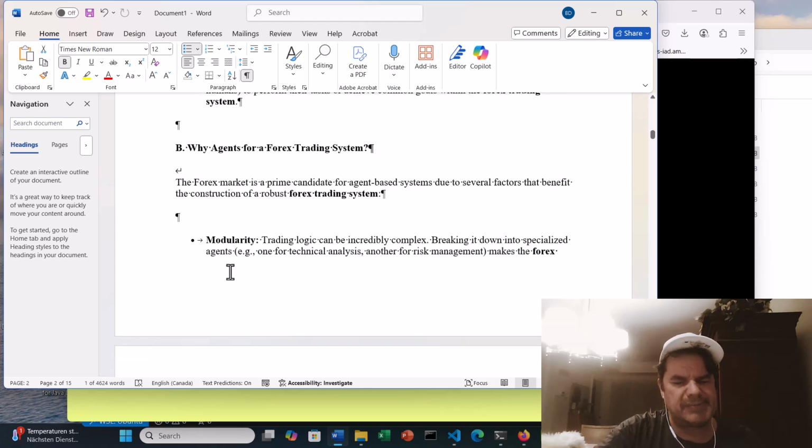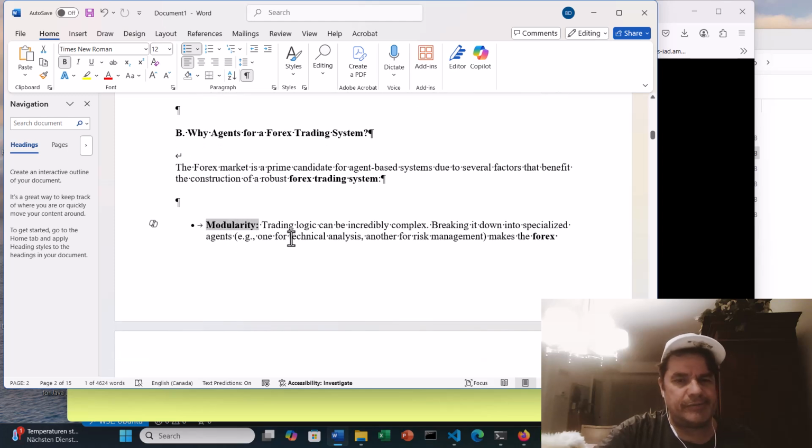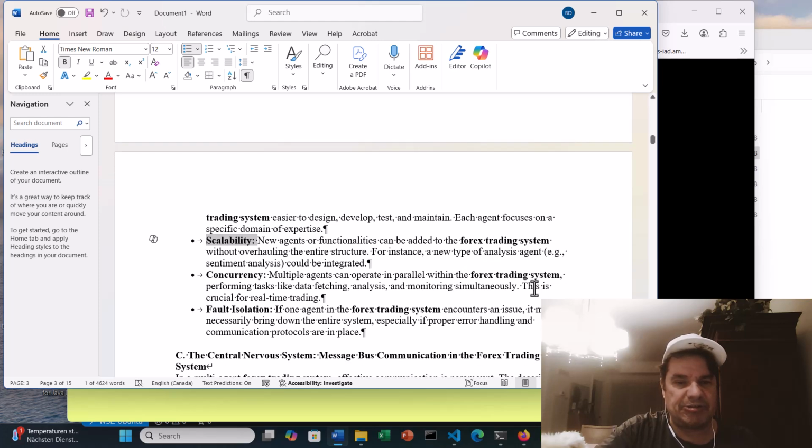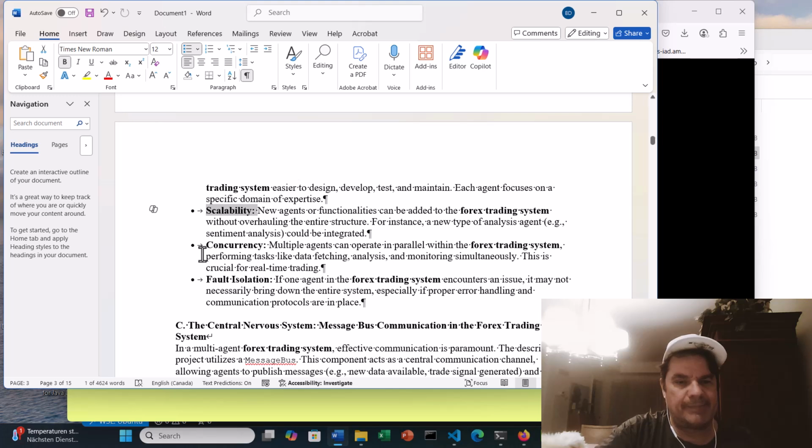So why? Well, I just talked about modularity with loosely coupled agents. Then there's scalability: new agents or functionalities can be added to the Forex trading system. I guess with that base agent Python script I talked about, you just build off that and add to the system without overhauling the entire structure. That's the problem with monolithic systems. So you can have a new type of analysis agent, sentiment, and so on.